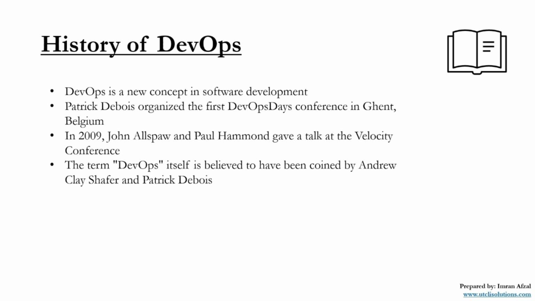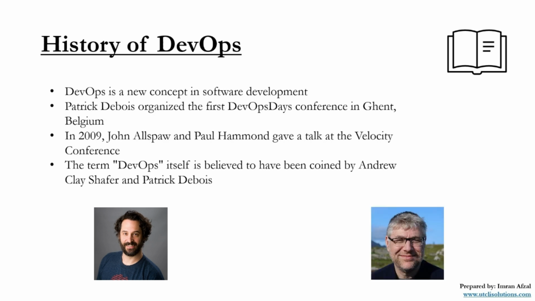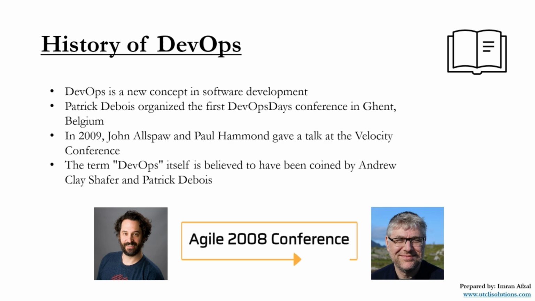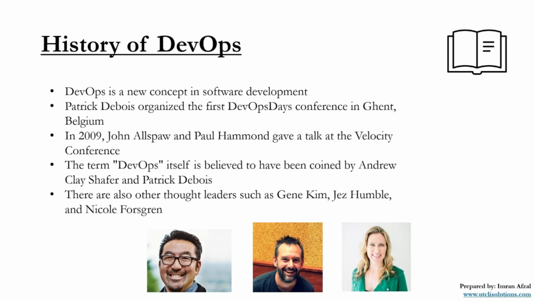Also, the term DevOps itself is believed to have been coined by Andrew Clay Shafer and Patrick Debois at an Agile 2008 conference in Toronto, Canada. There are also other thought leaders such as Gene Kim, Jez Humble, and Nicole Forsgren, who have written books and conducted a lot of research on this DevOps subject.